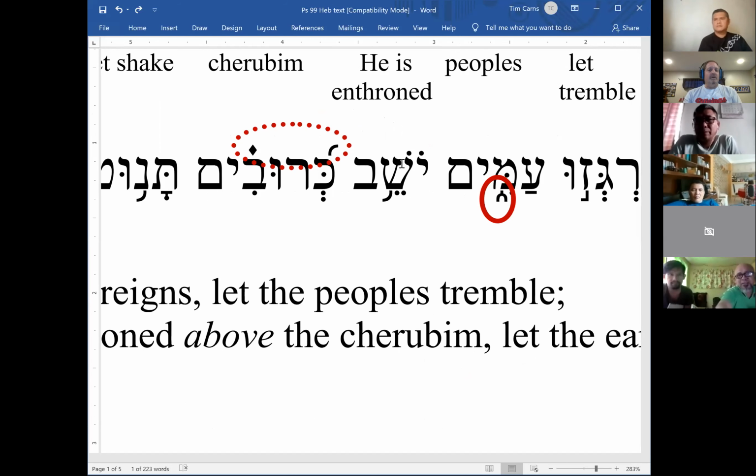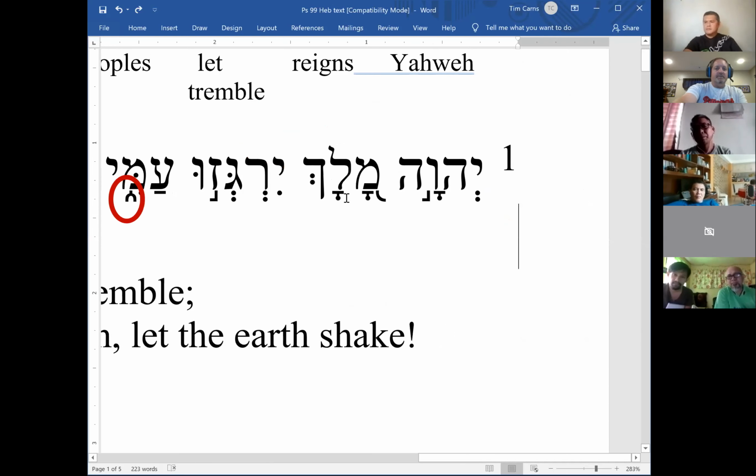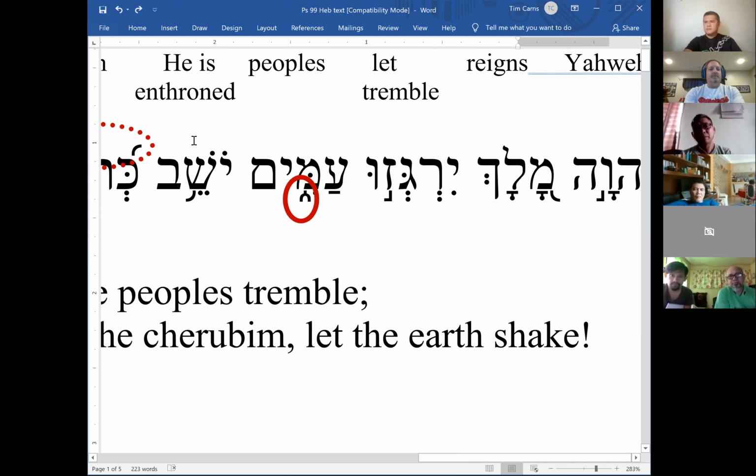Those accent marks have 2 functions, at least 2 that I'm aware of. One is that they tell you where to stress when you pronounce the word. So the word that means peoples here is amim, and we stress the second syllable, mem, here because of that accent mark. See that little mark, it looks kind of like a triangle or a hat.